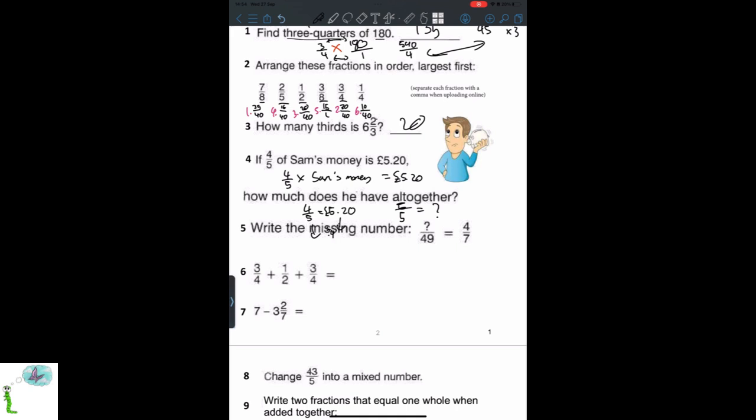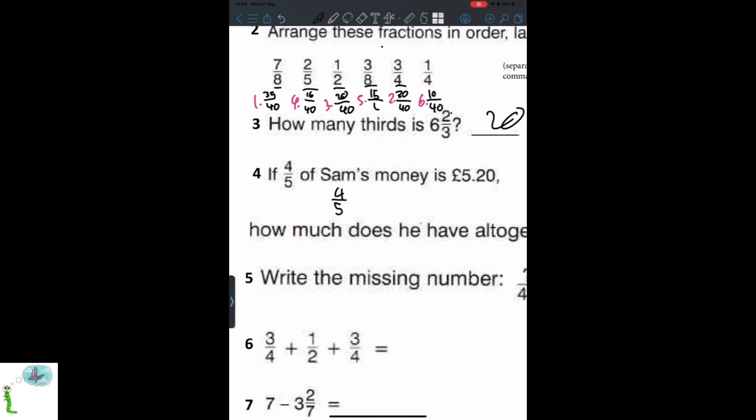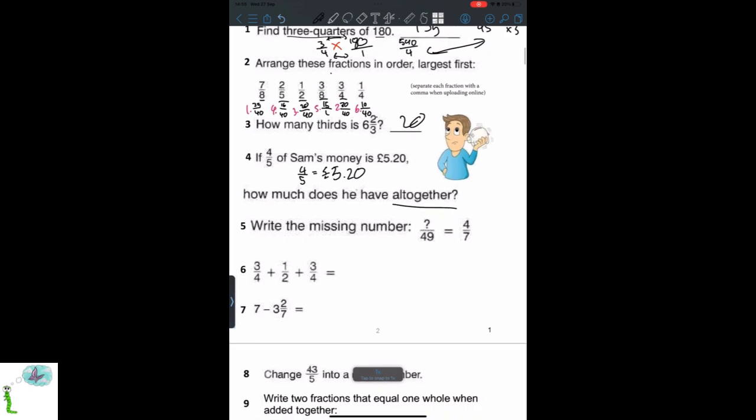So if you divide this by 4, 4 over 5 of Sam's money is equal to £5.20. It's asking how much does he have altogether? Altogether, all of it will be 1 whole. So he's asking how much does 5 over 5 equal? Because that's 1 whole, right? So we have to figure out how do we get from this number to this number, and then we can do the exact same to get from this number to this number.